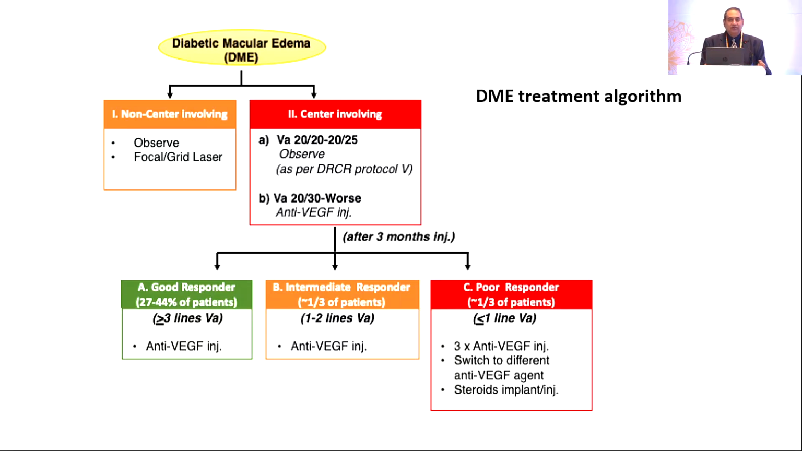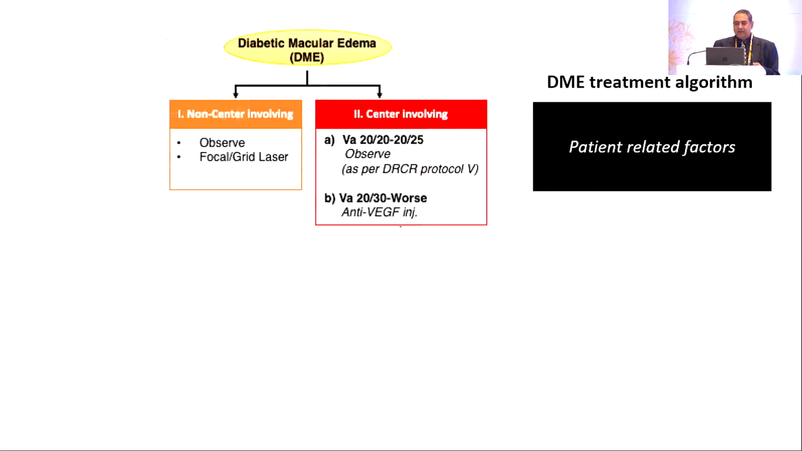If they are responding, you continue with anti-VEGF. If they are not responding or are less responsive, still continue. But if it is a poor response, you can switch to another agent, or you can start using steroids. However, it's not one shoe for everything. One shoe size is not for all. The treatment algorithm is dependent on many other factors.